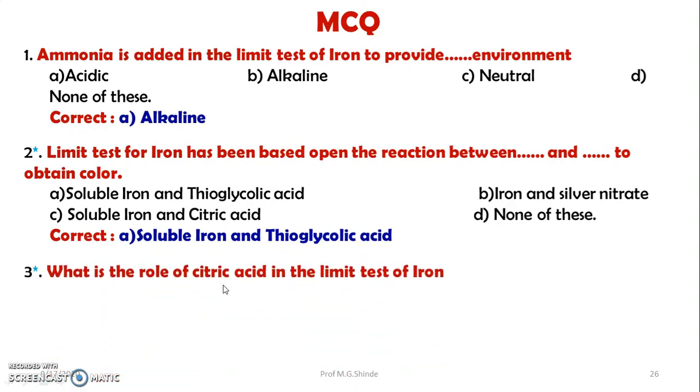Third question is, what is the role of citric acid in the limit test of iron? Already we have discussed.